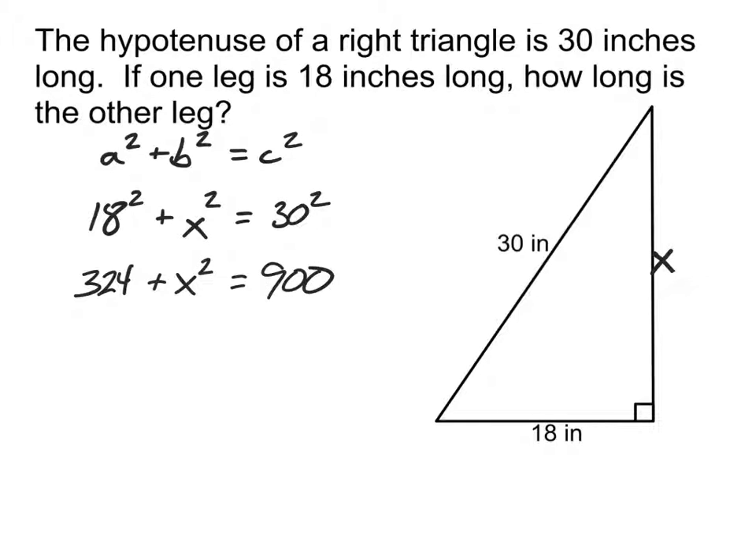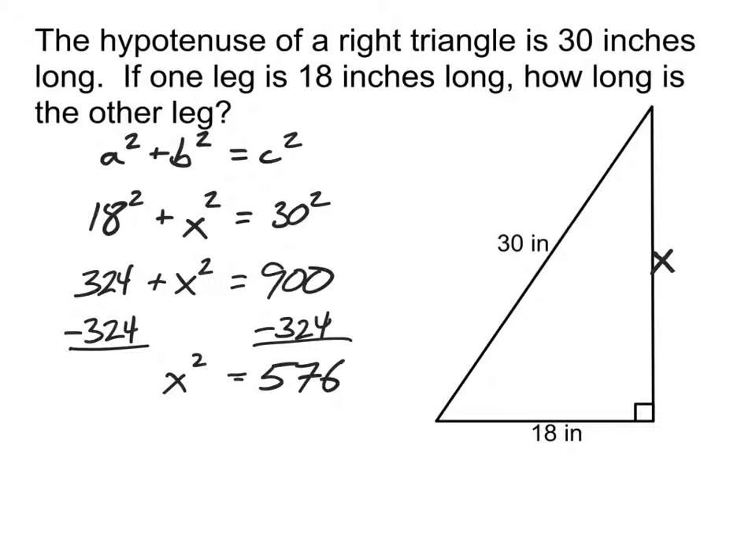And then, of course, we're going to need to subtract 324 from both sides. And yes, the more of this algebra that you show on your paper, the more you're going to remember it, and the more accurate you're going to be as you do this. So we end up getting an answer of 576 for x squared.